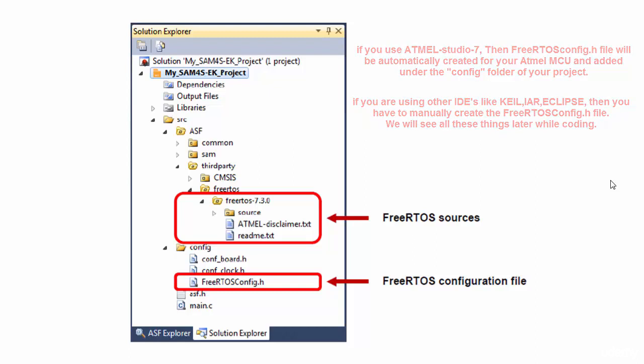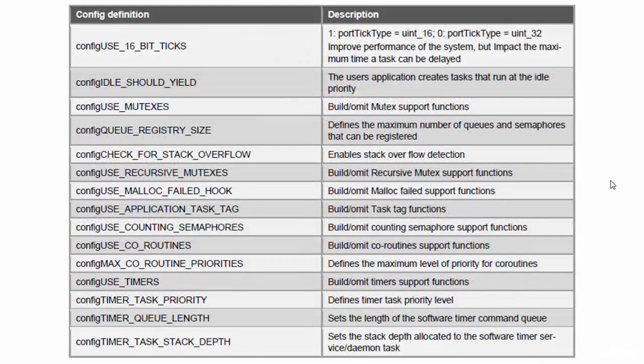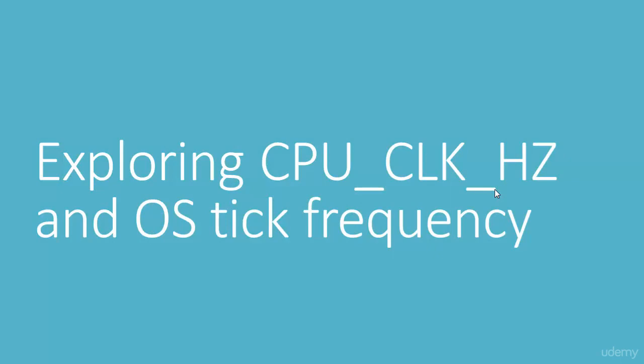Great. All these FreeRTOS configuration and customization definitions you can read from the article which I just showed you, and understand what each configuration does. In the next lecture, let's explore two important configuration macros: CPU clock hertz and OS tick frequency. See you in the next lecture.